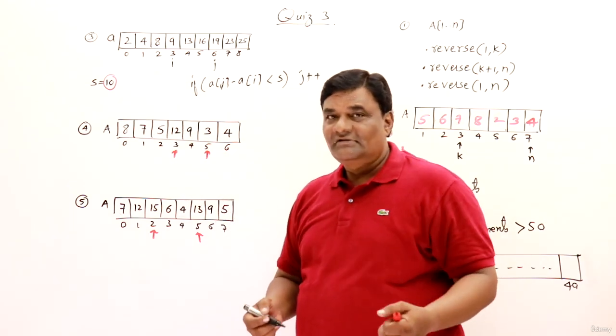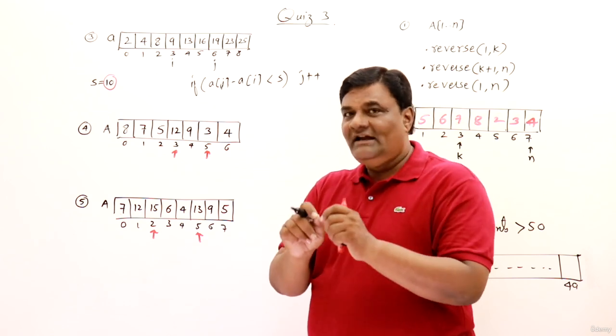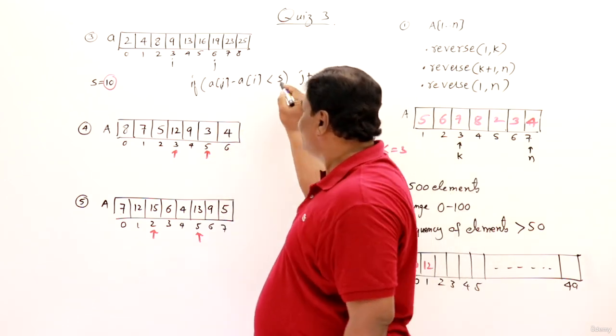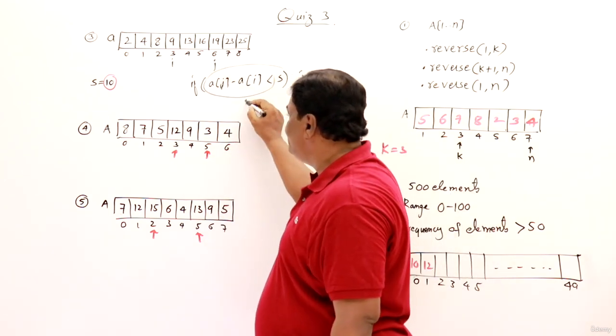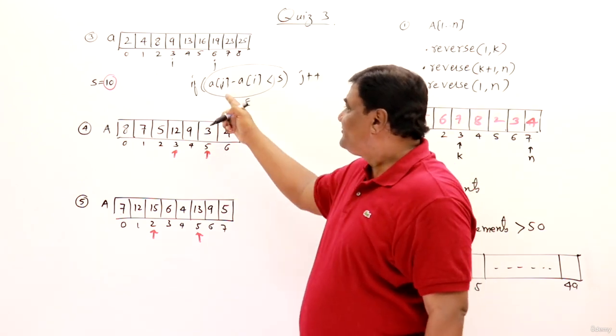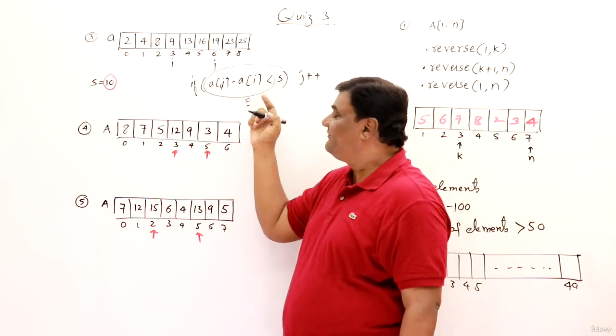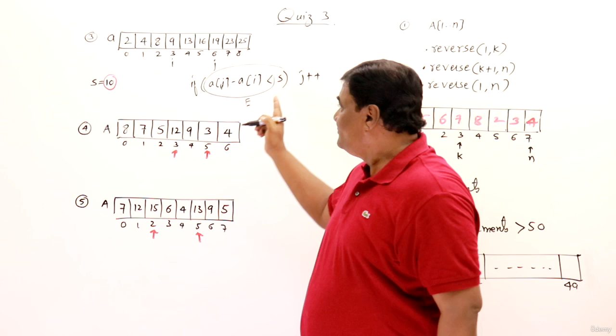So in the question, the code is given. In that I have asked what should be the condition for this one. Here I have given as E, and what should be there? It should be a of j minus a of i is less than s, then move j plus plus.